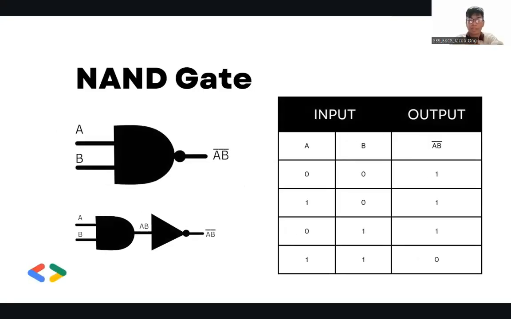Hello everyone. My name is Jacob Ong, and I will discuss the other logic gates. NAND gate. The NAND gate is a combination of the AND and NOT gates. It outputs a 0 only if both of its inputs are 1. Otherwise, it outputs a 1.